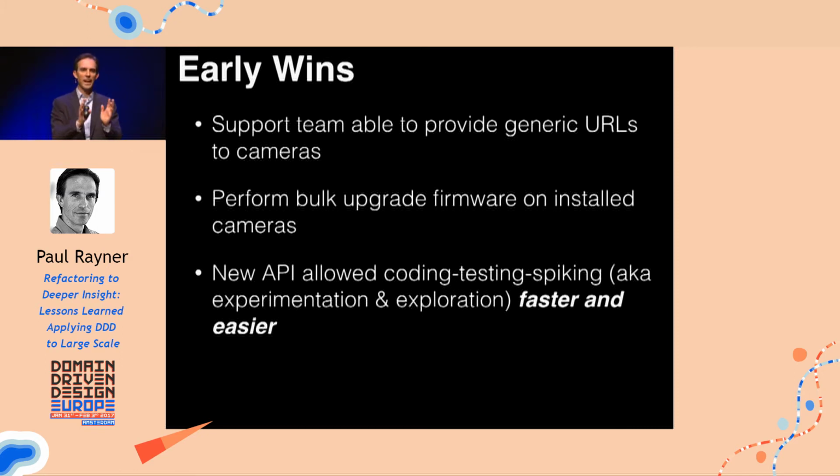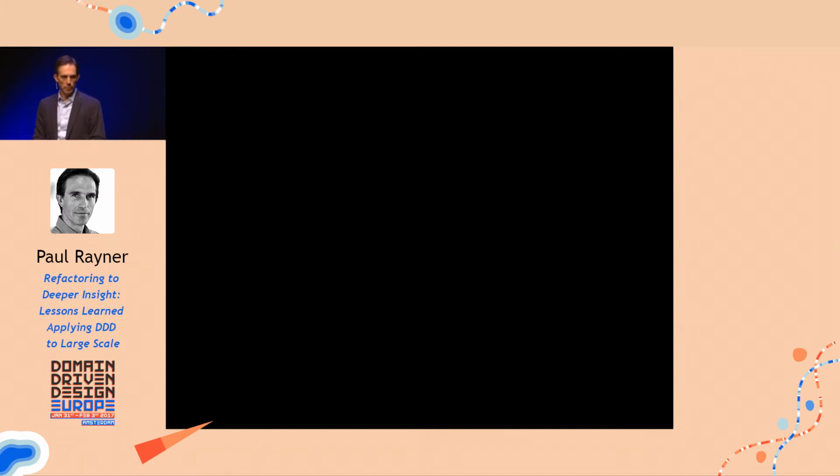So I don't want you to undervalue it. You need to value shortening feedback loops, right? And if you're looking for early places to start, being able to experiment more quickly is a win.